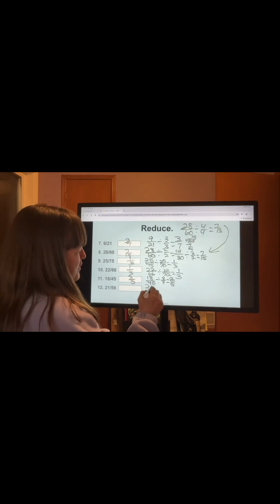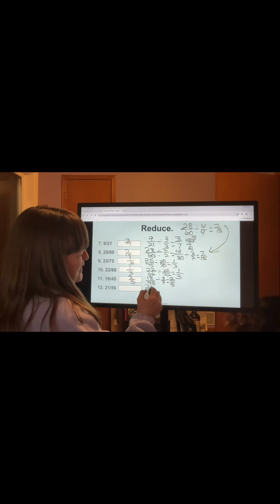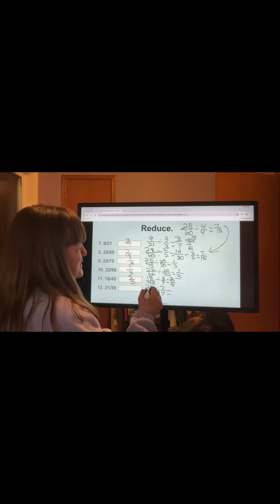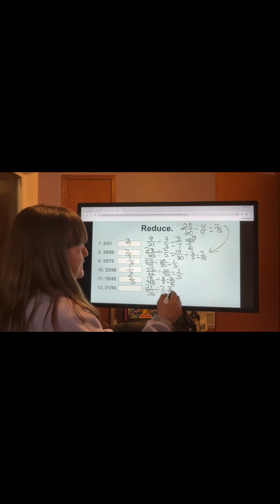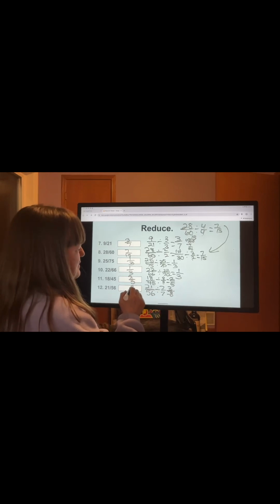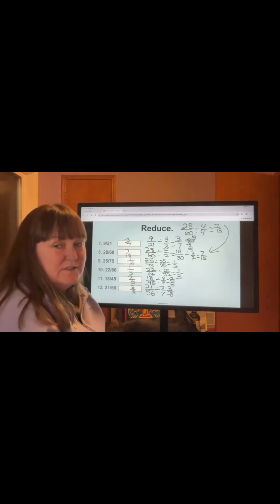How about 21 over 56? I'm going to guess, because I'm looking at the 21, breaking that down. 7 times 3 equals 21. I know that 7 goes into 56, so it has to be 7. 7 goes into 21 3 times, and 7 goes into 56 8 times. That's today's lesson.